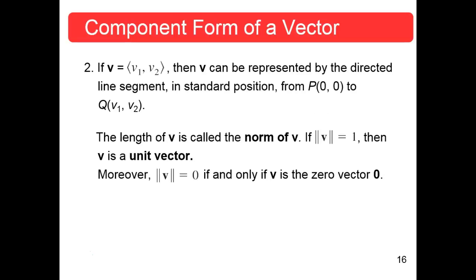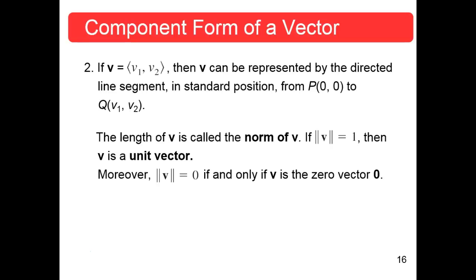Now, if V is V1 and V2, vector form, angle brackets, components, okay, then V can be represented by the directed line segment in standard position from P(0, 0) to Q(V1, V2). That V could be from any 2 points anywhere, but if you put it in standard position, you know its coordinate is component. Right? The coordinates of the terminal point will be exactly the components of the vector form. Okay? So Q will be the point, parentheses V1, V2.